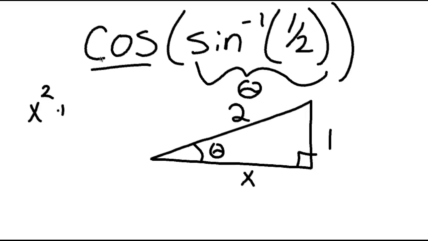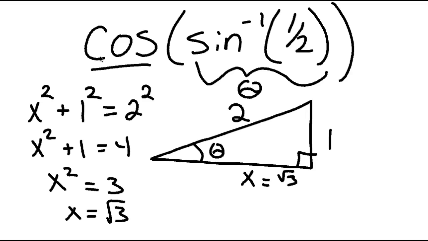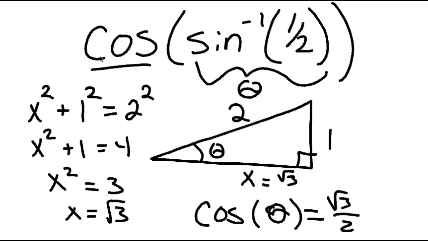So x squared plus 1 squared has to equal 2 squared. Well, x squared plus 1 equals 4. So x squared equals 3. So x is equal to the square root of 3. So now it's possible to find cosine. So cosine of theta would be square root 3 over 2. And again, that's what this would be.